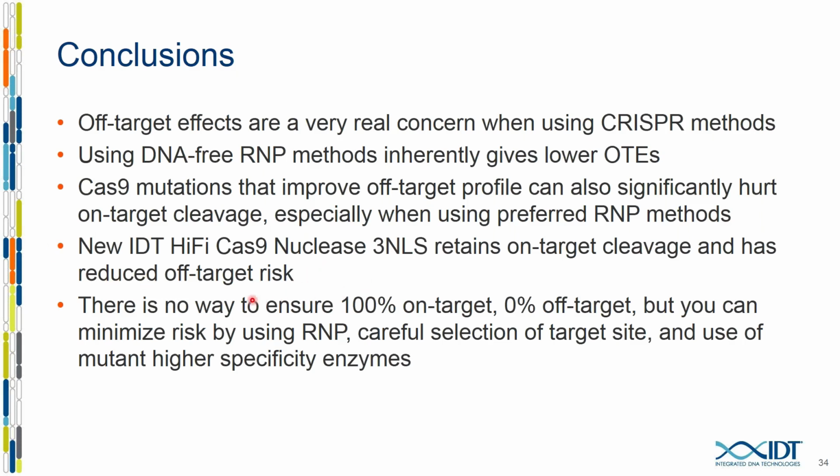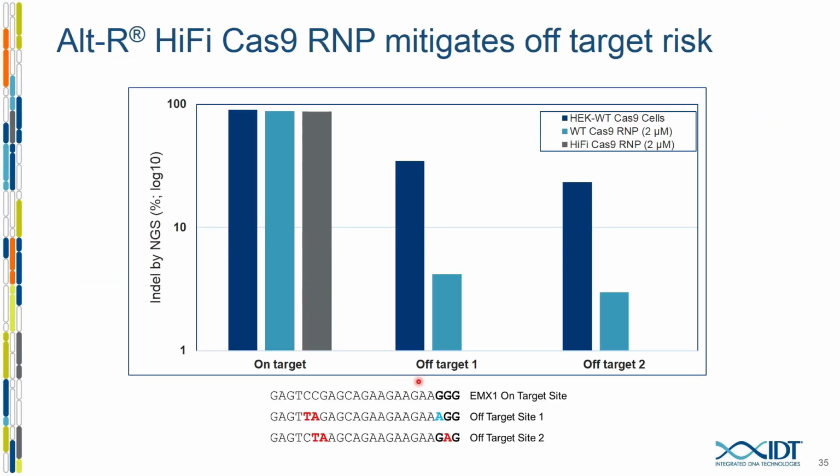And I think just to be practical, there's no way that we're going to ensure 100% on target and completely eliminate off targets, but I think you can get part of the way there by using RNP, carefully selecting a target site, and hopefully we can develop better algorithms in the future. And finally, by using high specificity enzymes like our Altar Hi-Fi.